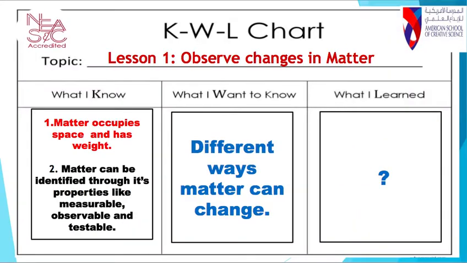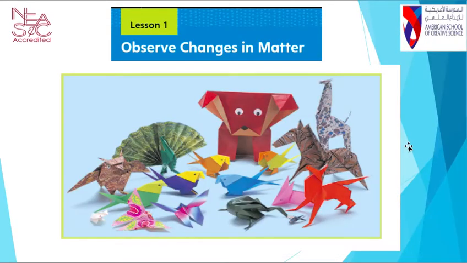Now let's look to our KWL chart. What I already know is matter takes up space and it has its own weight. And matter can be identified through its properties like measurable, observable, and testable properties. What I want to know today is different ways matter can change. And what I have learned is what we will look at and discuss at the end of the lesson.